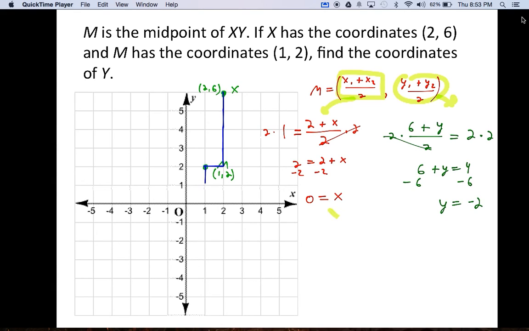So if I put these two answers together, it tells me that my other endpoint is at (0, -2), which is exactly how we came up with it in the first place. I'm guessing most people will like this little graph method that we did the first way. But if you like doing the algebra way, you can do it that way as well.